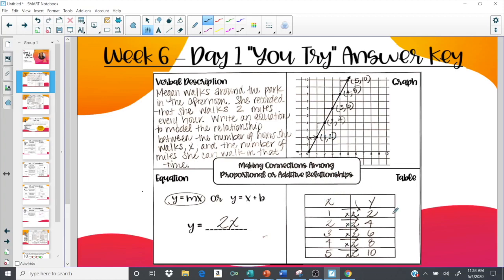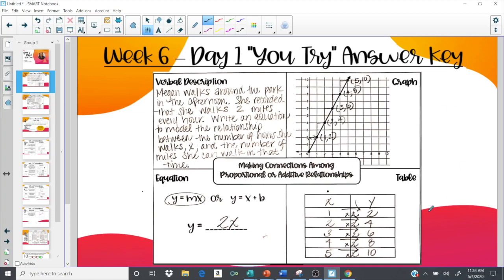So the first x and y value will be 1, 2. Then the next x and y value will be 2, 4. The next one, 3, 6. The following one, 4, 8. And the last one, 5, 10.